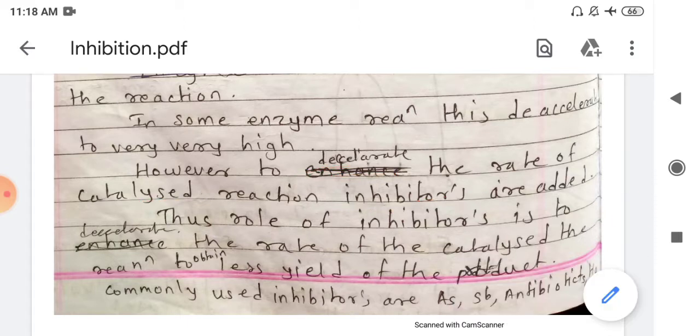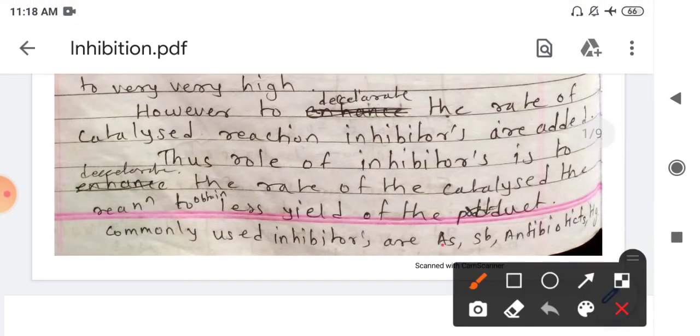Which types of inhibitors can we use? Heavy metals like arsenic, antimony, mercury, or some antibiotics can be used for inhibition of a given reaction. The basic role of an inhibitor is to decrease the overall rate of reaction. The rate of reaction decreases, and the product also decreases, because the reaction rate has decreased.